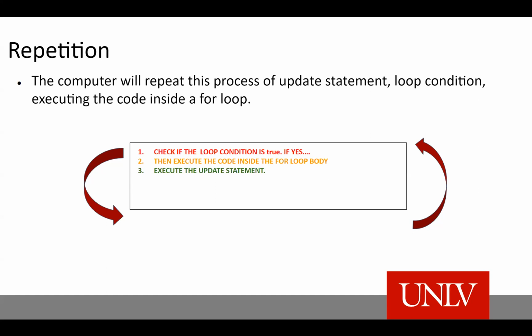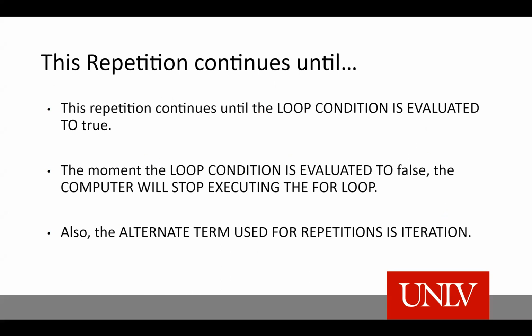Execute the contents of the for loop body if the condition is true, and then execute the update statement. In this manner, a for loop repeats. And now the question is, until when does this repetition continue, or to what extent does this repetition continue? This repetition continues until the for loop condition is evaluated to false.